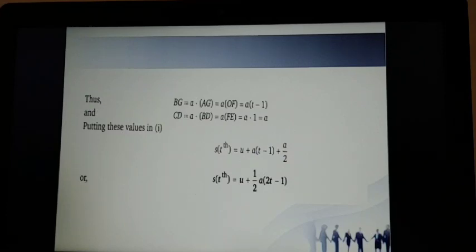That is resulting there. Okay, so your fourth equation of motion will become S equal to U plus half A into 2T minus 1. So we have derived all four equations of motion. The first one is V is equal to U plus AT. The second equation is S equal to UT plus half AT square. The third equation is V square is equal to U square plus 2AS. And the fourth equation is S equal to U plus half A into 2T minus 1. And these are the four equations of motion.